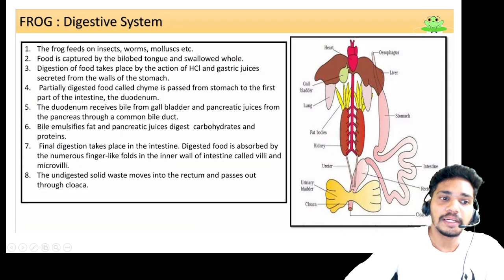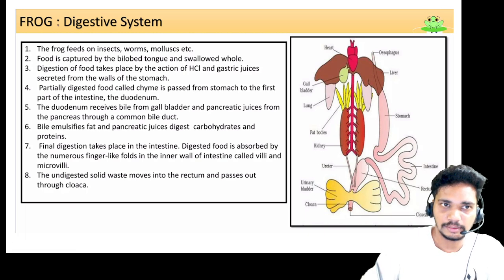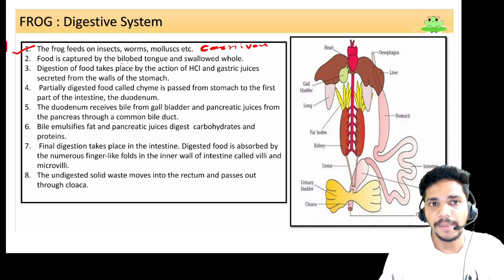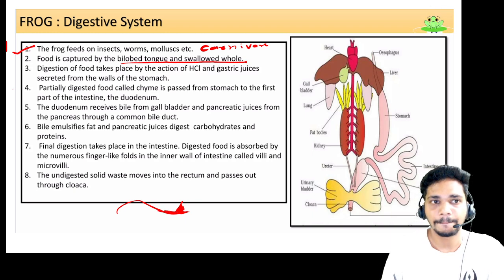Now, when you talk about the digestive system in detail, the frog feeds on insects. That's why it's called carnivorous, right? That's why it's called a carnivore. So the first point is clear. Food is captured by the bilobed tongue and swallowed whole. So the tongue is the bilobed one, and that helps in catching the prey.